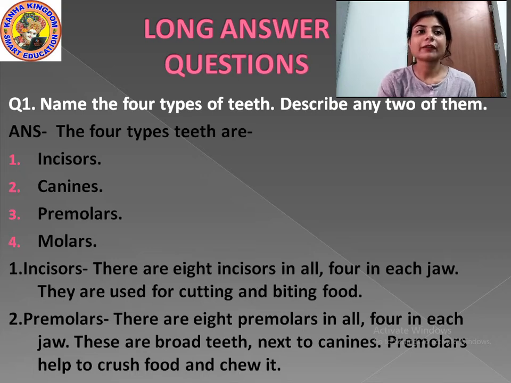Okay? The first one is incisors. There are 8 incisors in all, 4 in each jaw. Okay? And this incisor is used for cutting and biting food. Okay? Then number 2 is premolars. There are 8 premolars in all, 4 in each jaw. These are broad teeth next to canine. Okay? Premolar help to crush food and chew it. Understood?